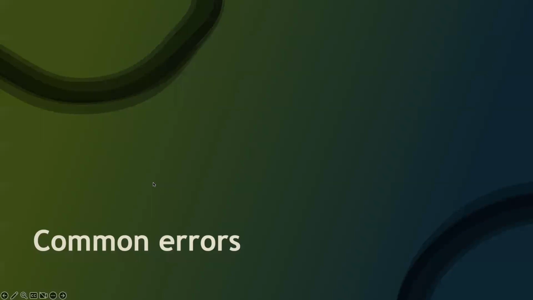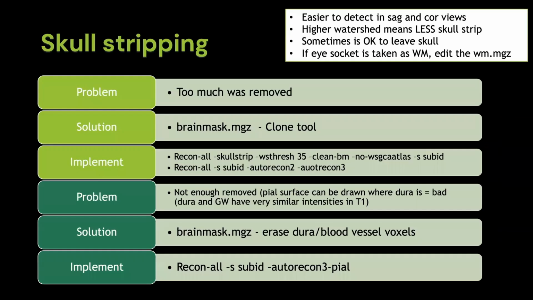Now, the most common errors and how to fix them. For example, you open your image and you see that too much skull was removed, even some part of the gray matter was removed, or not enough skull was removed. In this case, you're going to open the brain mask, as you see here, and you're going to either clone some voxels from your T1, or erase voxels from the brain mask. Once you've done that, you save your corrections, go back to your terminal and type recon-all autorecon3, or autorecon2 and 3, depending on what you modified.